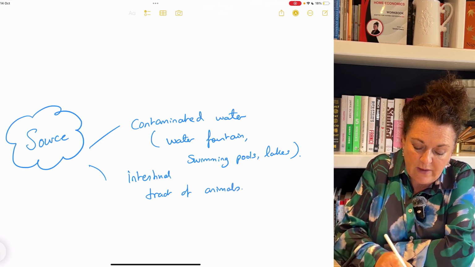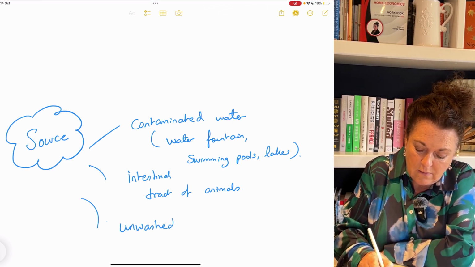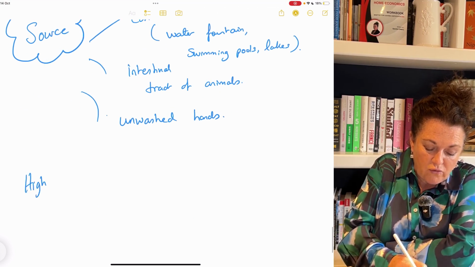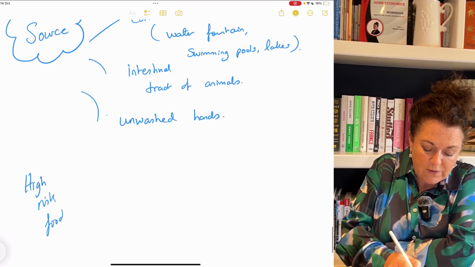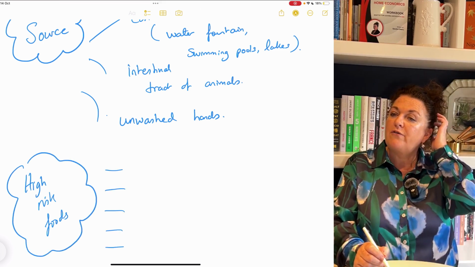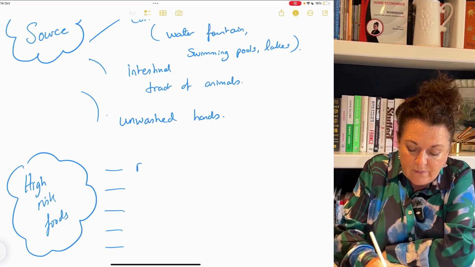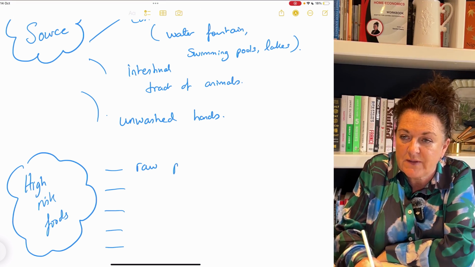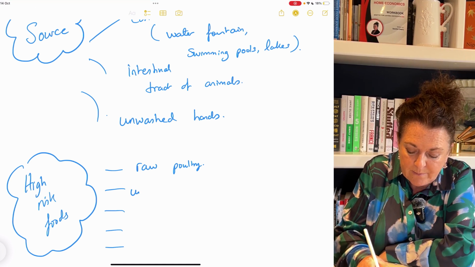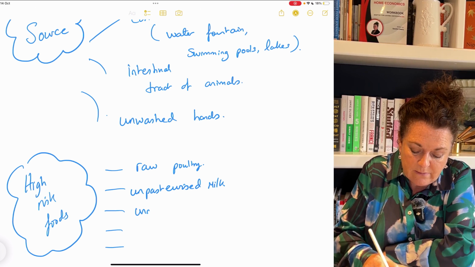So, and then thirdly then, unwashed hands. Then we have our high risk foods for E. coli. So we'll take our 5 foods there. Now, raw poultry. So that would be raw birds, etc., like raw chicken, unpasteurized milk. Then we have undercooked meat, like beef.